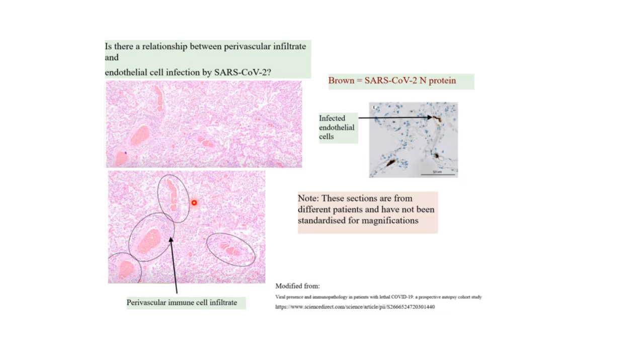There is this perivascular immune cell infiltrate around the vessel, and the question that I want to ask is, is it possible that there's endothelial cell infection going on here which is attracting an immune response? So is it possible that, like here, there is an endothelial cell infection by the virus that is causing an immune response, plus other sequelae?